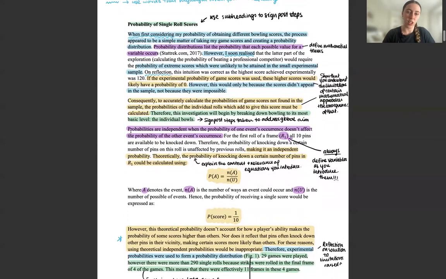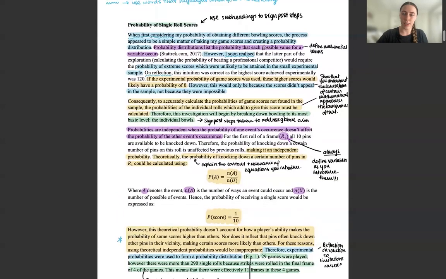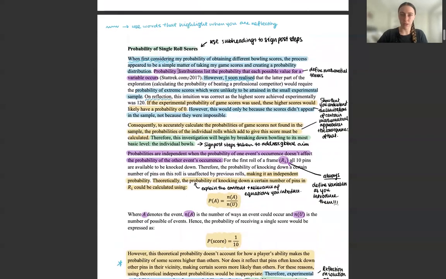Again, a textbook definition down here: probabilities are independent when the probability of one event's occurrence doesn't affect the probability of another event's occurrence. And then I've also explained it in the context of bowling here. So that is that section there. To look at this first section, what I'm aiming to do is find the probability of single roll scores. I don't just jump to this section and say, well, single roll scores are independent probabilities, therefore I'm going to use this formula and therefore I'm going to calculate them.